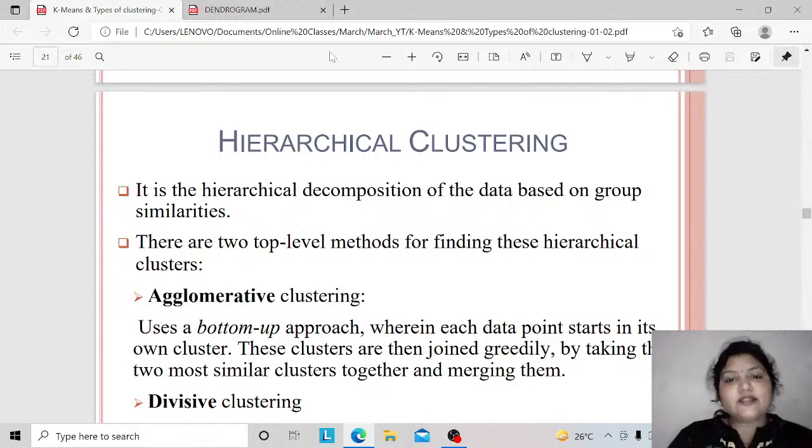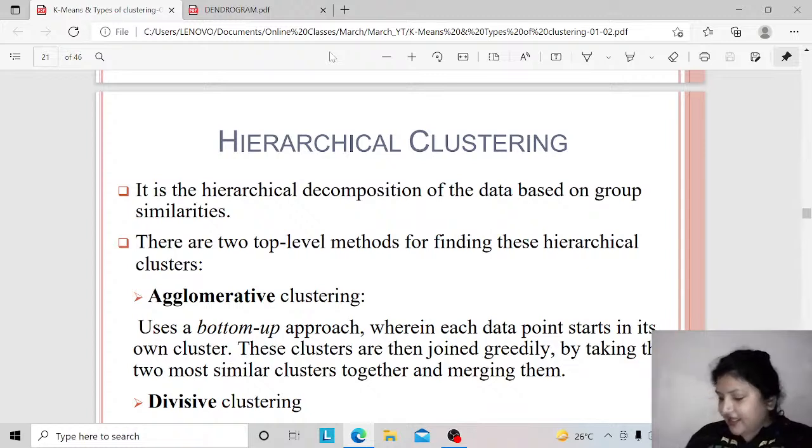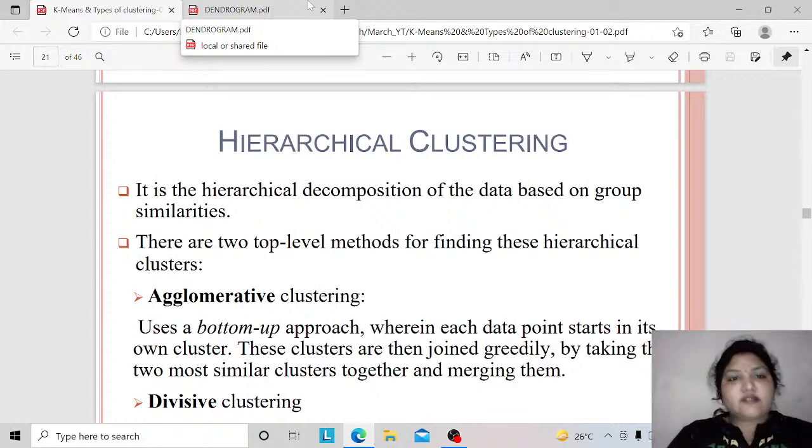The distances, and what are the two approaches that we use in hierarchical clustering. Before going into the detailed part of hierarchical clustering, we can have a number of things taken into account while using clustering, right? We know that clustering is an unsupervised machine learning technique, right? And there we don't have a labeled data set, we have an unlabeled data set.